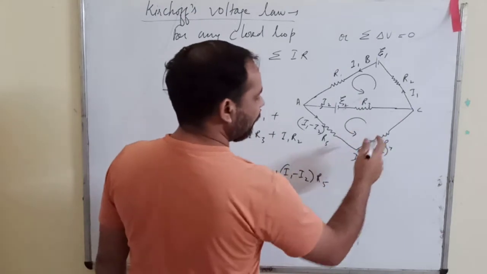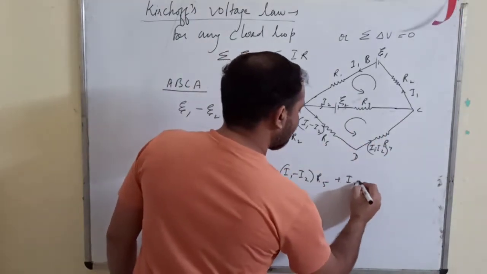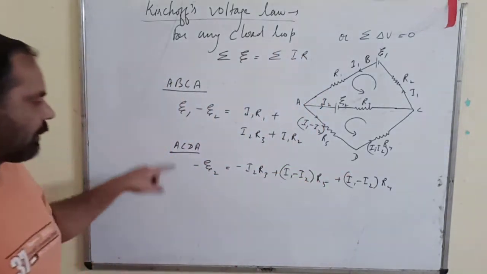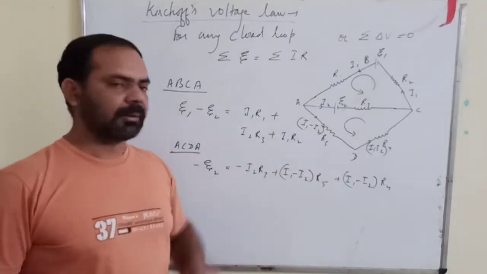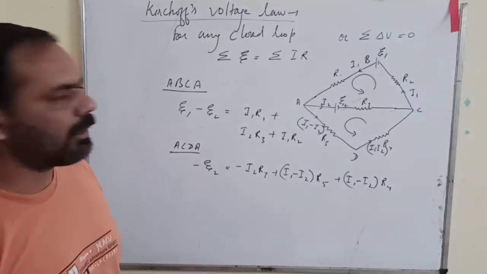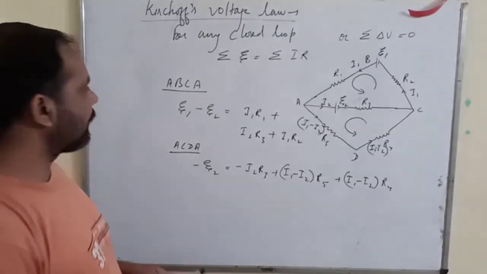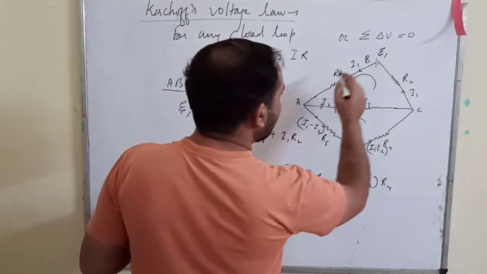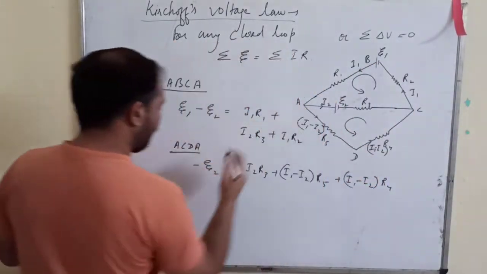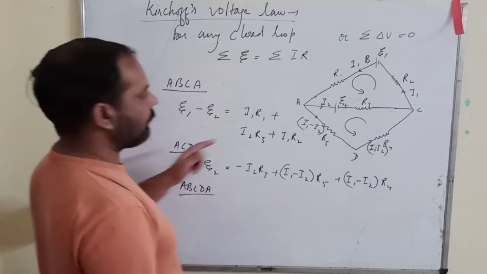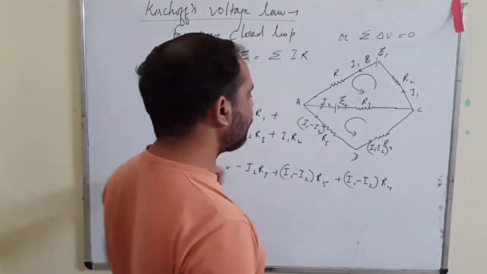And again, this is following the direction plus I1 minus I2 R4. This is your equation for the loop A, C, D, A. Okay. Now again, if I want to apply this to the loop A, B, C, D, A, the bigger one.